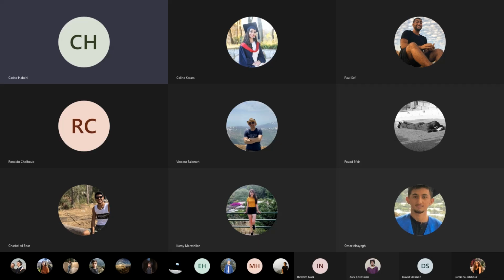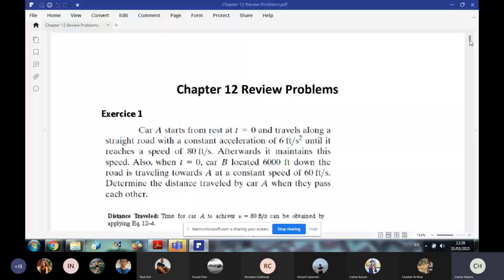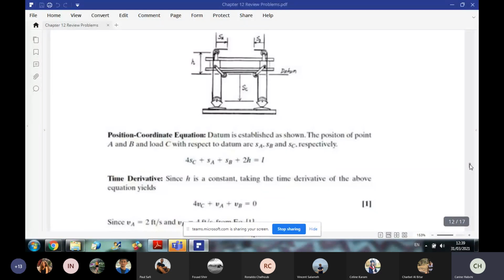So I will repeat the problem because we had a problem in connection. The screen was not sharing. So I will repeat in brief what we did last time.